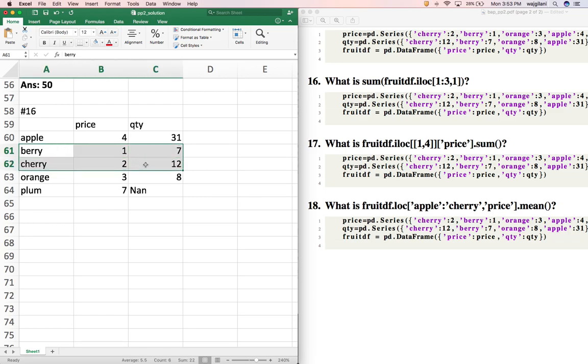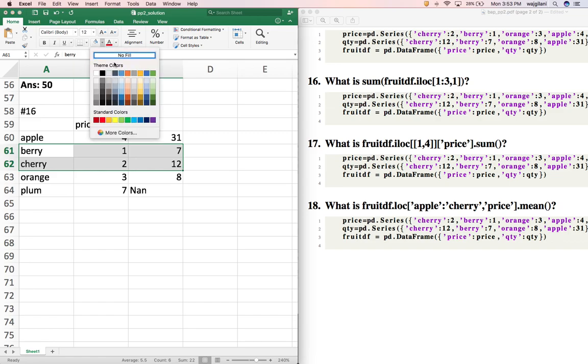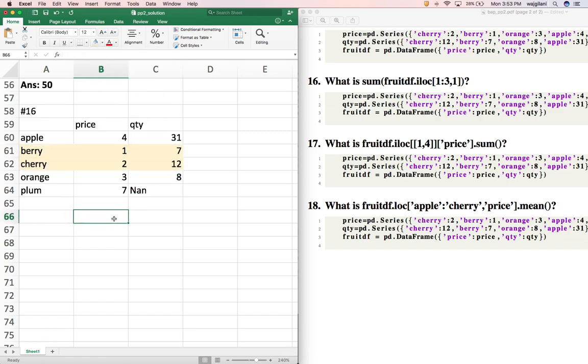Remember, that 3 is always exclusive again. Once again, that's going to be exclusive. So I grab these two rows. And then the column, which one column am I selecting? This is the 0 column. This is the 1 column.